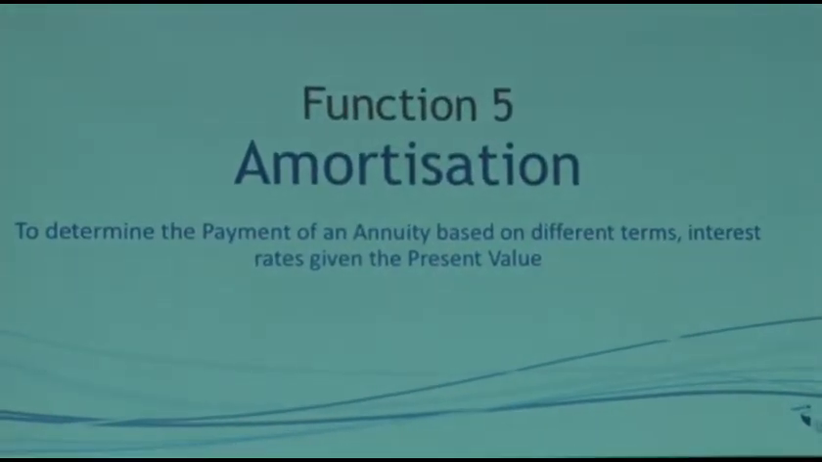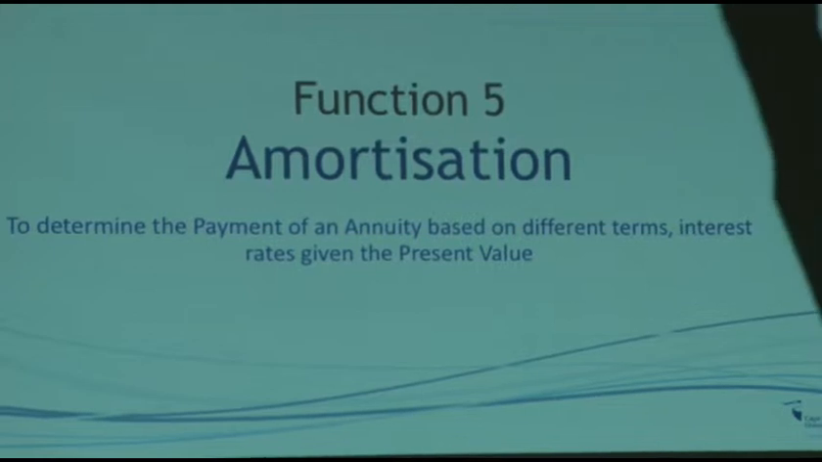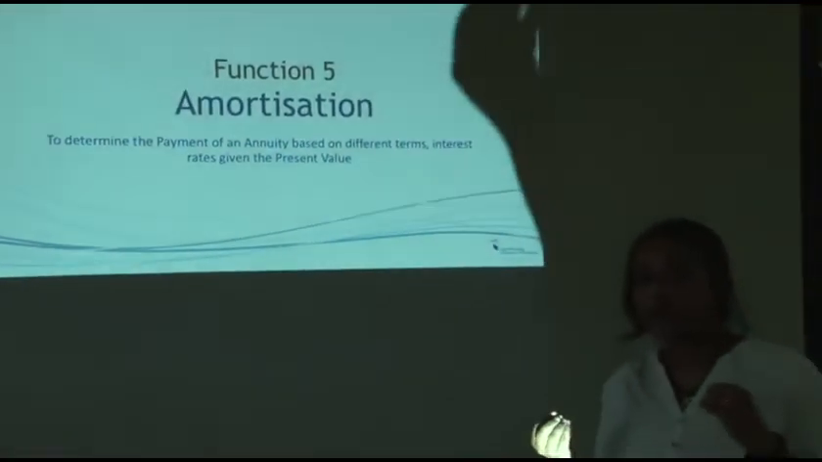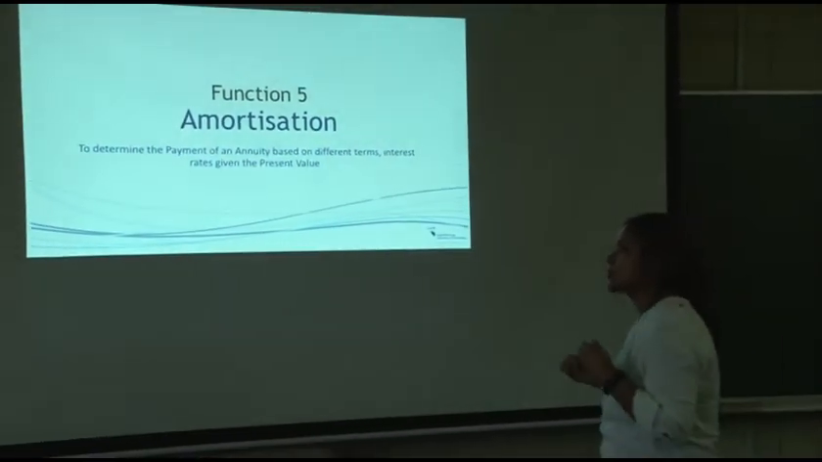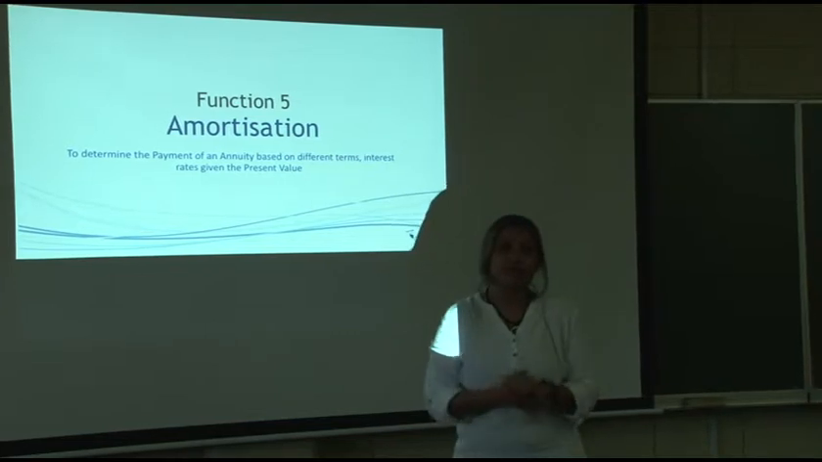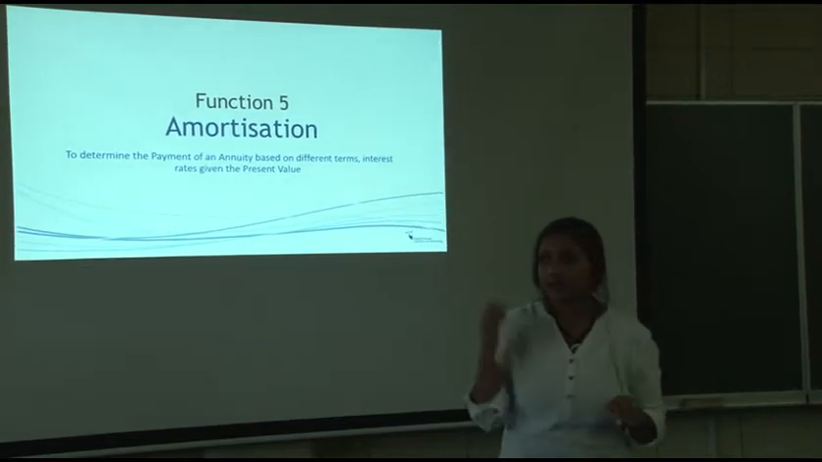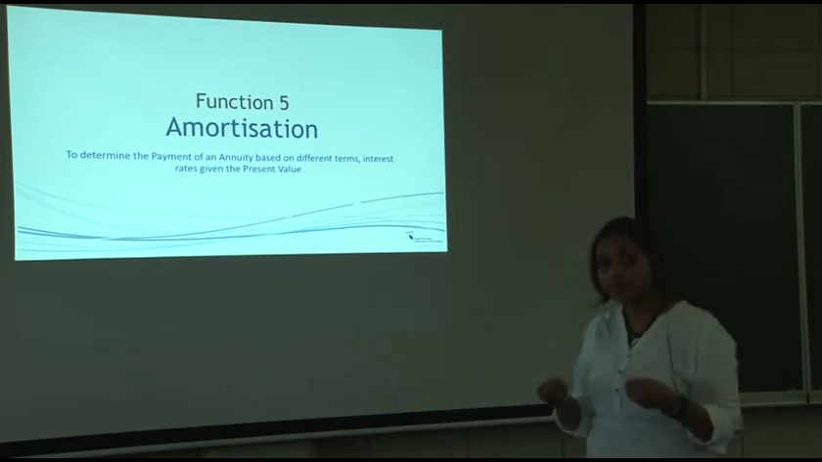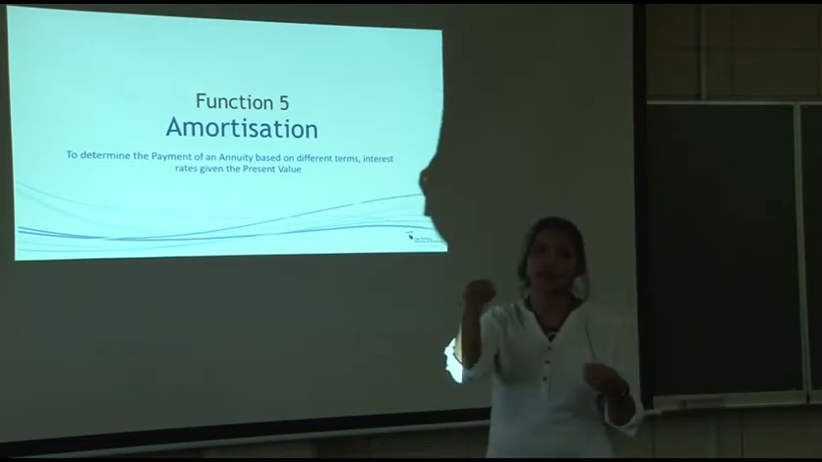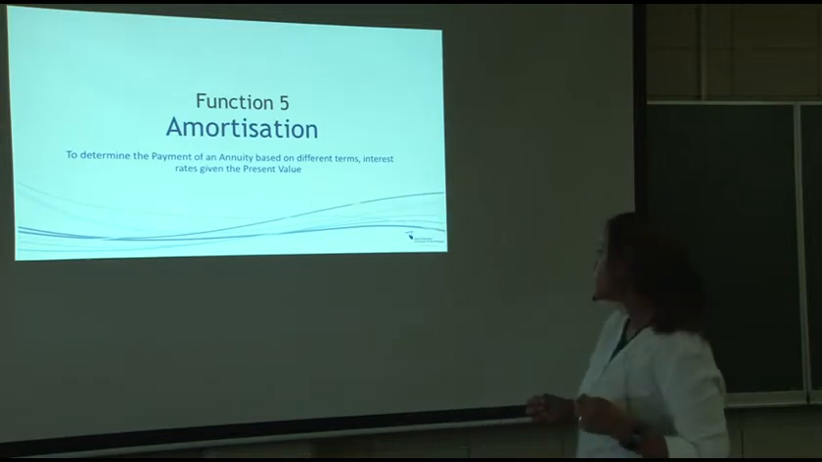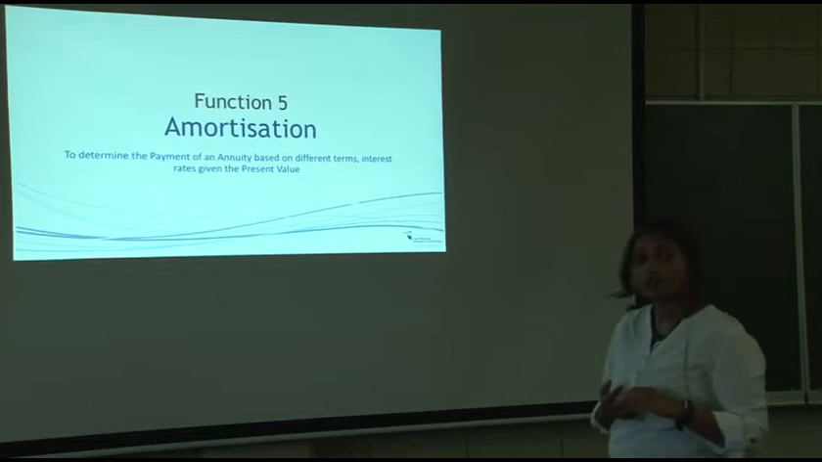What is amortization really? It's taking a big amount of money and breaking it up, right? That is essentially what we're doing with amortization. And we use it in reality when you go to a bank and you say, listen, Mr. Banker, I'd like to buy this house of R1 million. Will you give me this R1 million and I will pay you over 20 years? That is amortization. Amortization, quick definition: to determine the payment of an annuity.